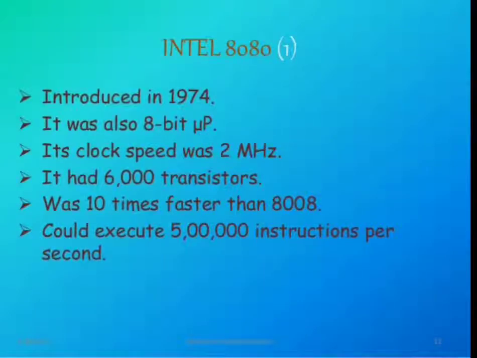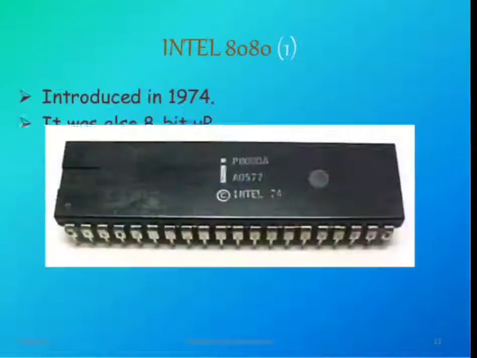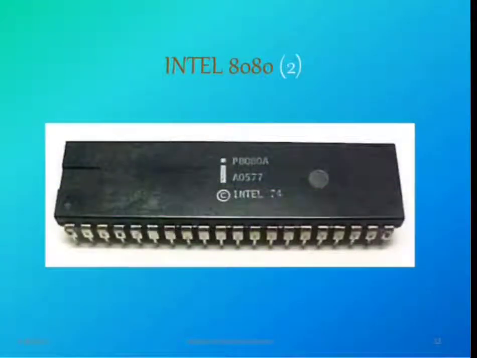Next, 8-bit microprocessor, Intel 8080. It was introduced in 1974. It was an 8-bit microprocessor. Its clock speed was 2 MHz. It had 6000 transistors. It was 10 times faster than 8008. It could execute 5 lakh instructions per second. This is the 8080 microprocessor.